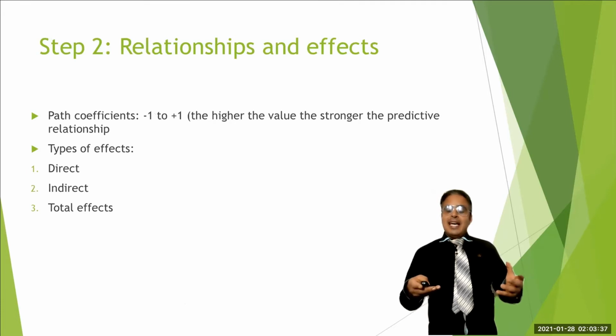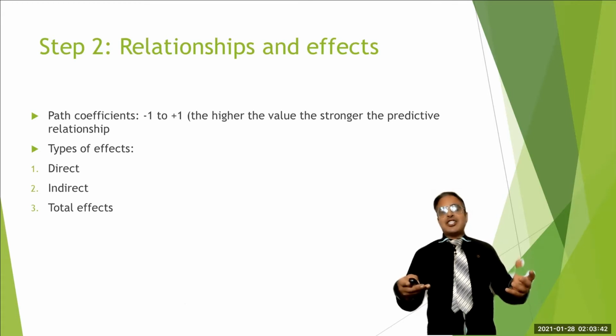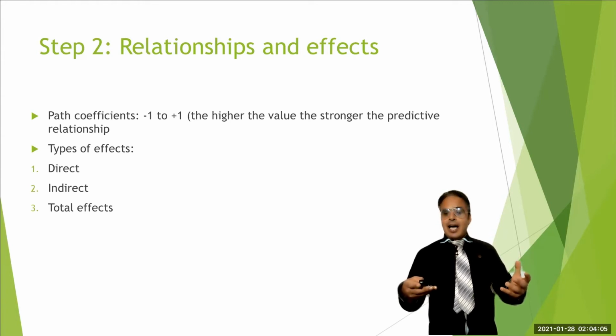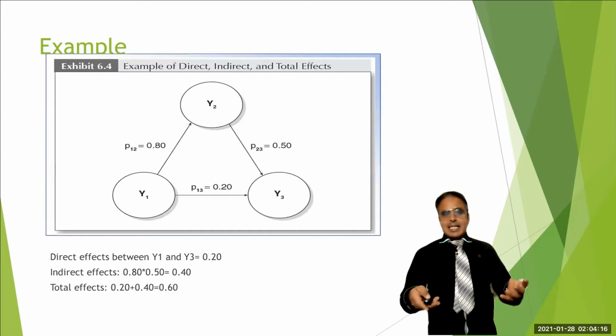Step number 2 in structural model assessment. In step number 2, we look for the relationships among our endogenous and exogenous variables. We check for the path coefficient that may range between -1 and 1, and the higher the value, the stronger the relationship. We have in structural equation modeling 3 types of effects: a direct one, an indirect one, and a total effect, that's the sum of both direct and indirect. This is an example here.